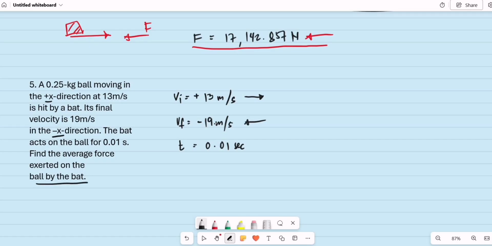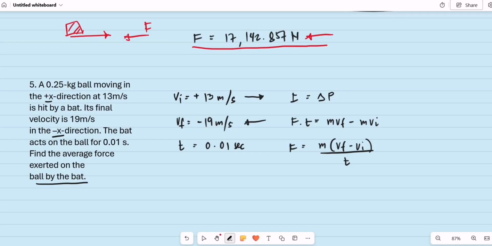So again, very similar to the previous example, the impulse is equal to the change in momentum. So this is the force multiplied by the time is equal to mass times the final velocity minus mass times the initial velocity. Or we can compute for the force equal to, we can factor out the mass, the final velocity minus the initial velocity, and then divided by the time.